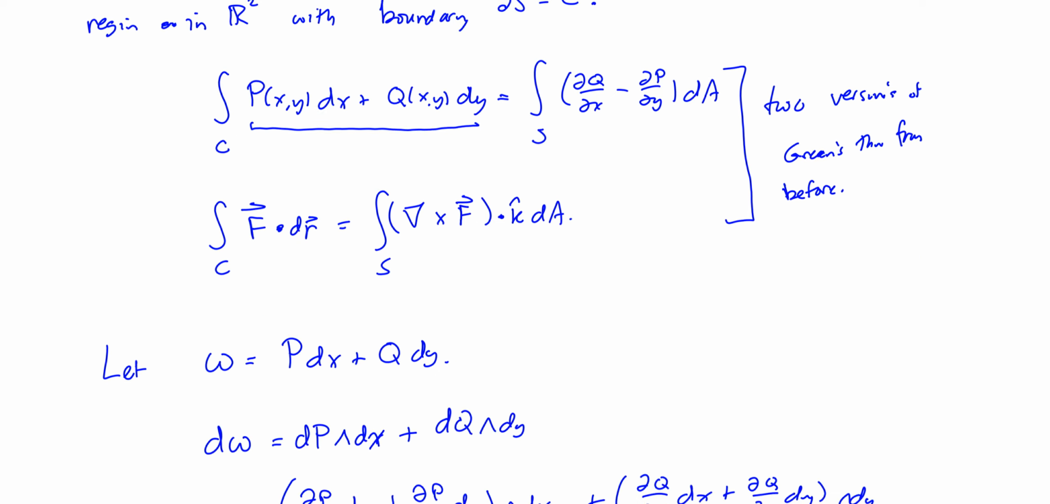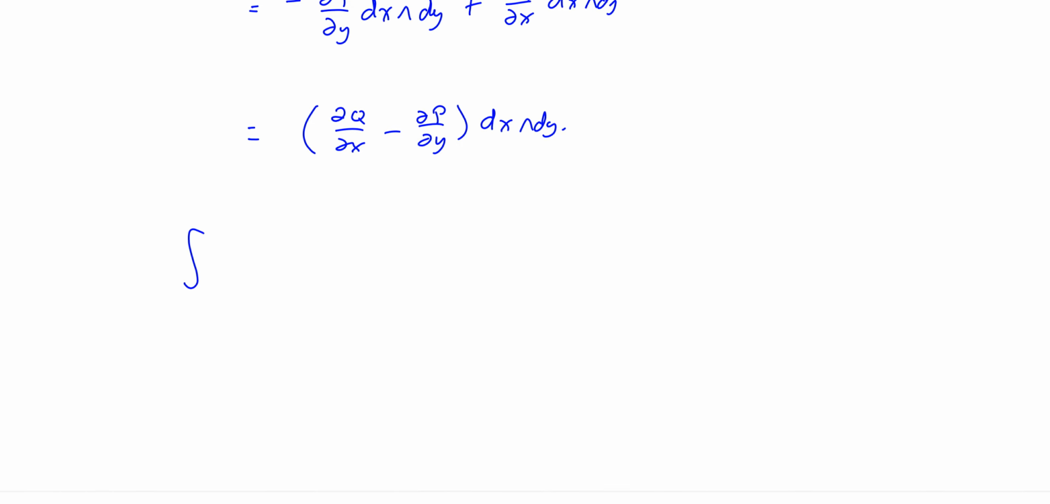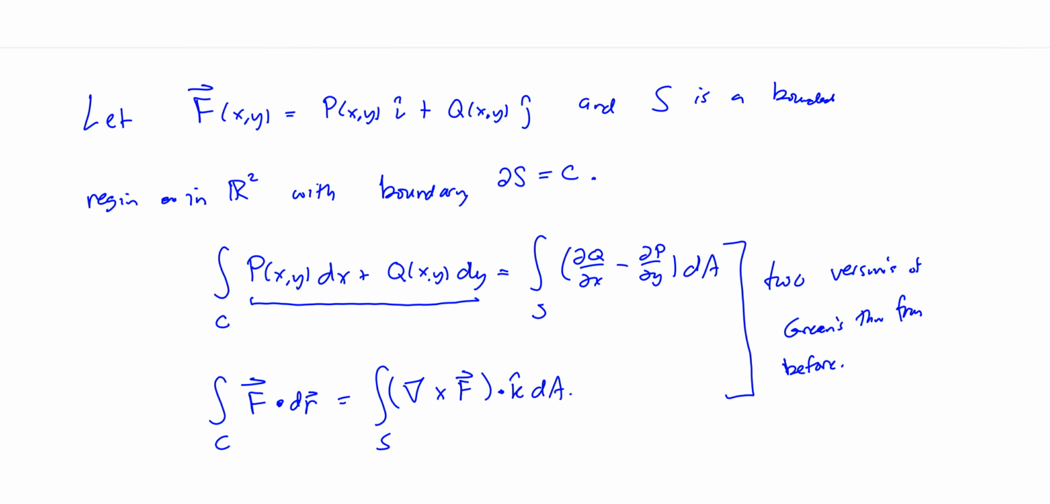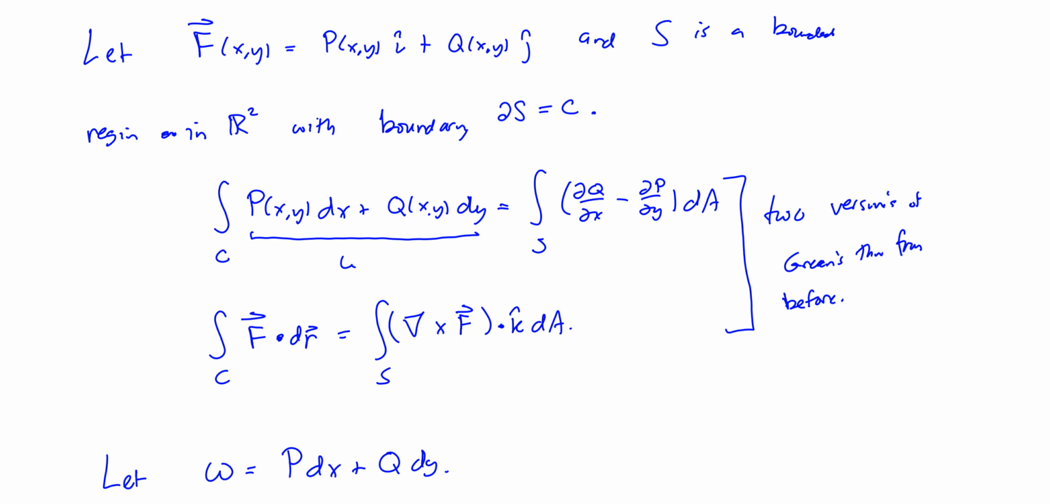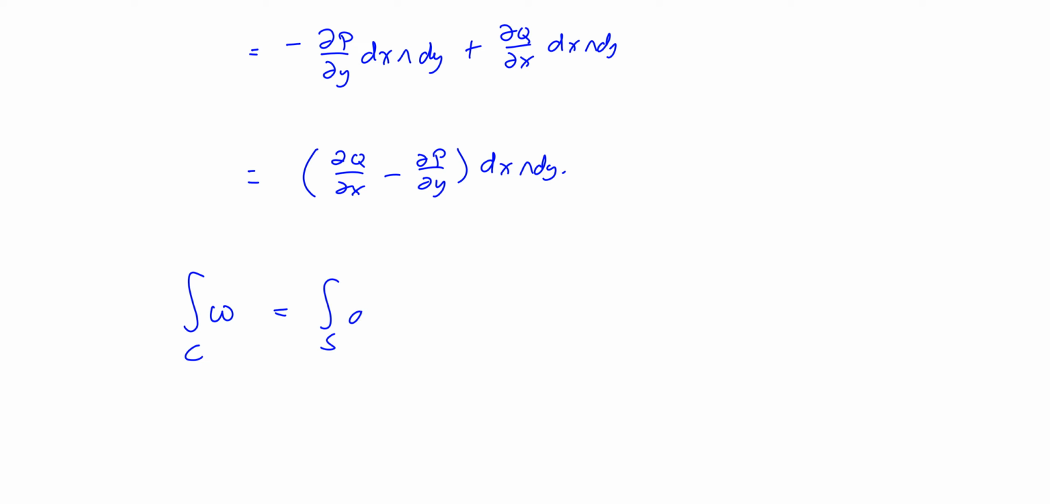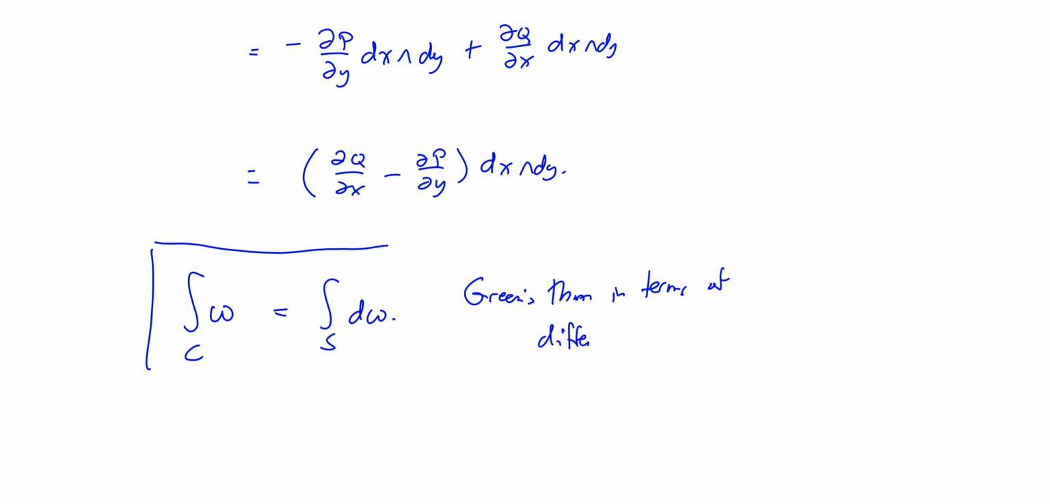So if we take the left-hand side of Green's theorem, that's the integral over C of just omega. So our omega is this P dx plus Q dy, which is exactly what we had there. And now we see what we're integrating on the inside is just d omega. So this is the integral over S of d omega. So this is Green's theorem in terms of differential form fields.